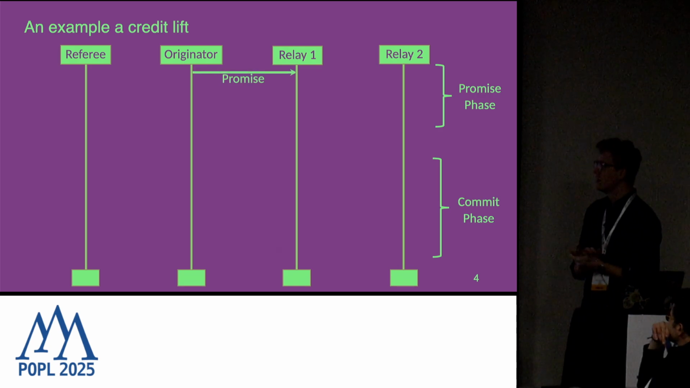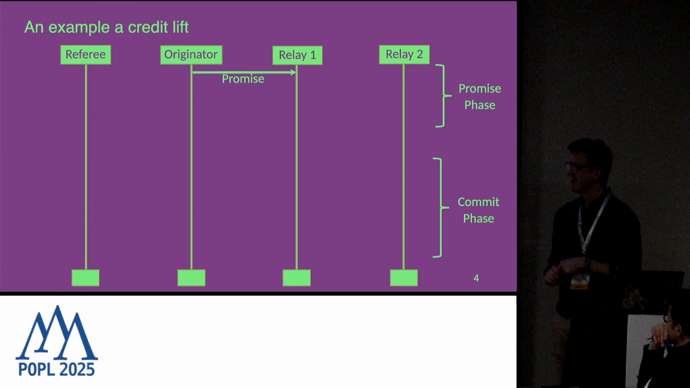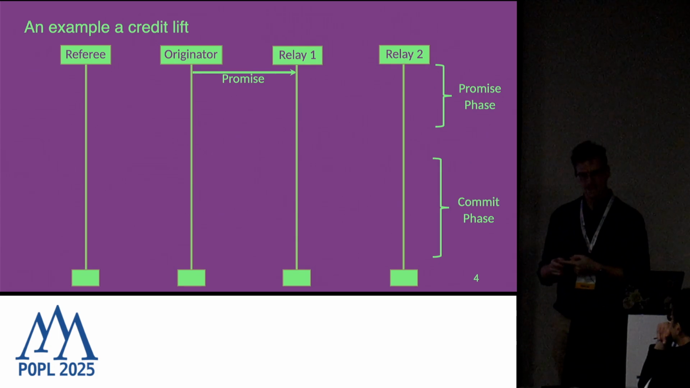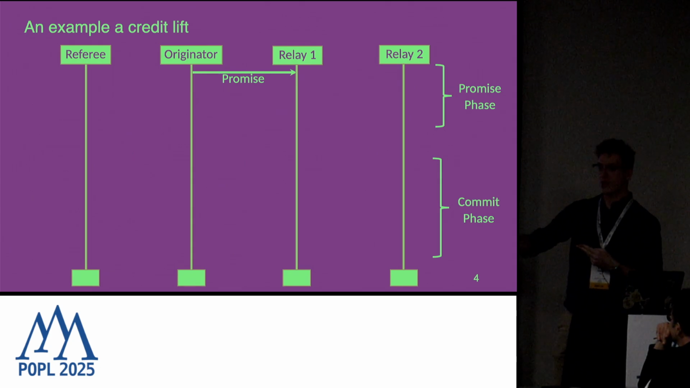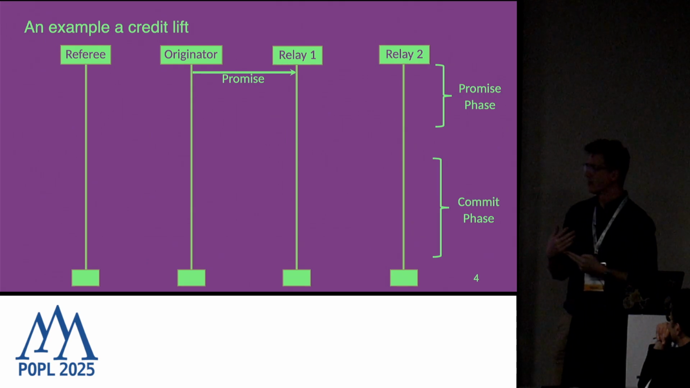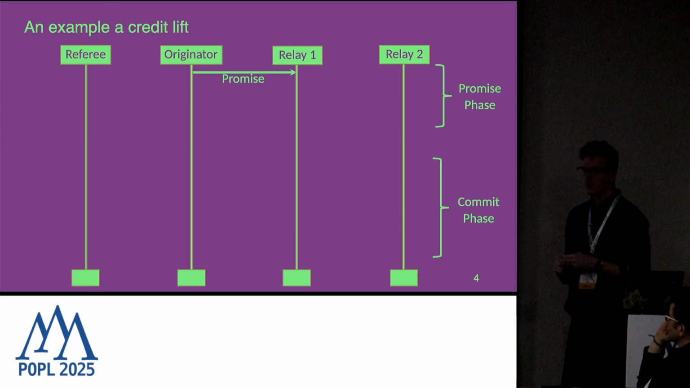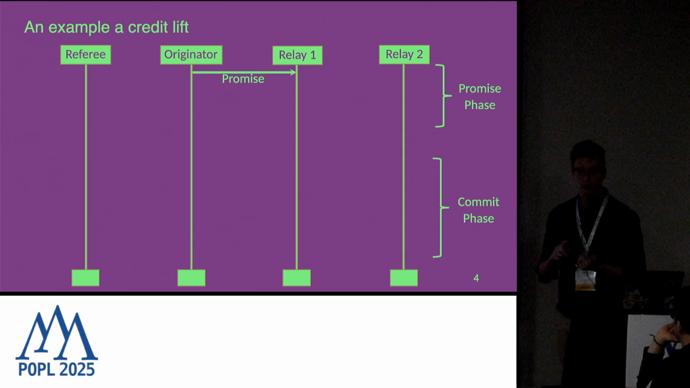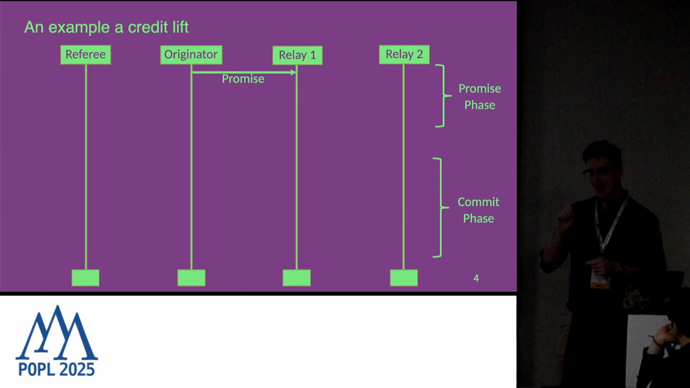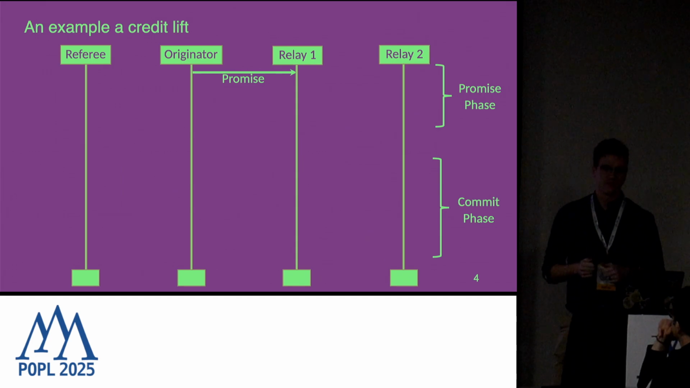So for example, the originator wants to initiate this process and sends a promise to relay 1. That promise has three core pieces: the value that's going to be forgiven; a timestamp in the future, by which point, if we haven't all promised, we're going to roll back and the promise will be invalid; and the third is specifying the referee. This promise serves as a contract between the originator and relay 1 that is made valid when you receive the digital signature of the referee.